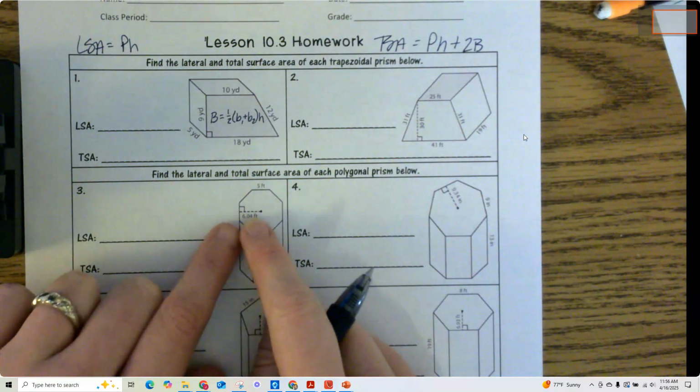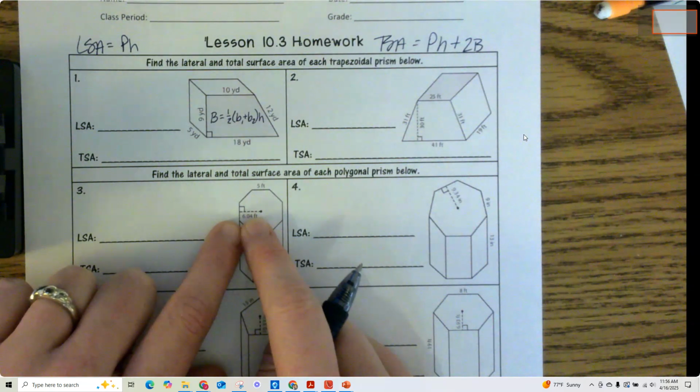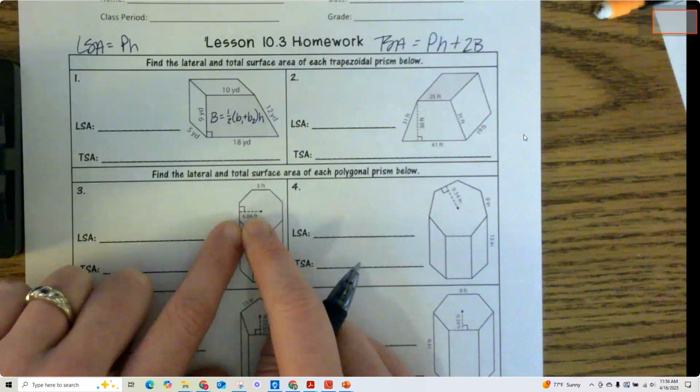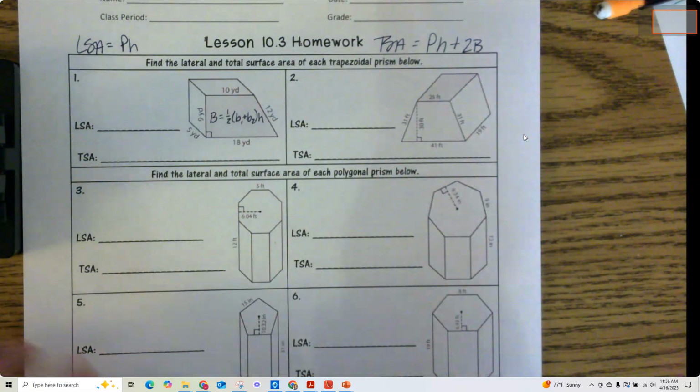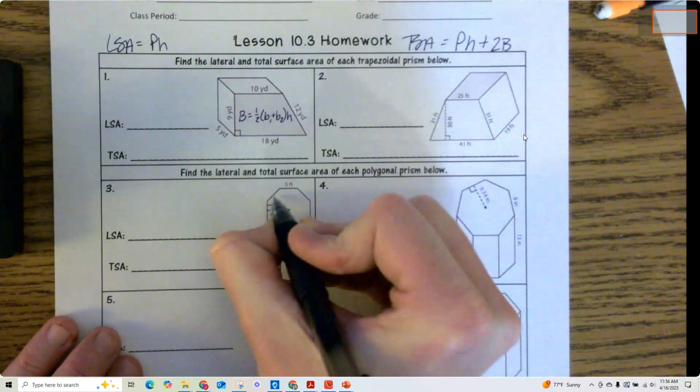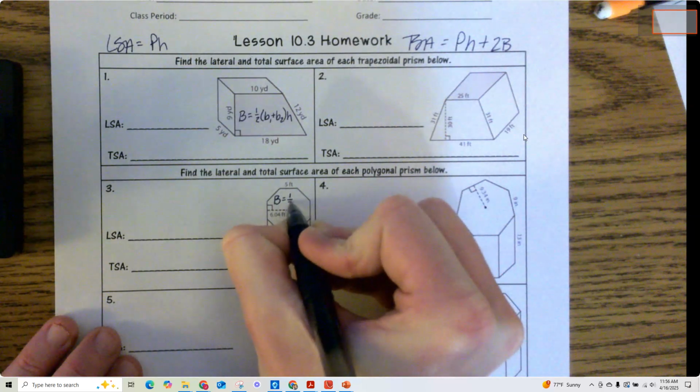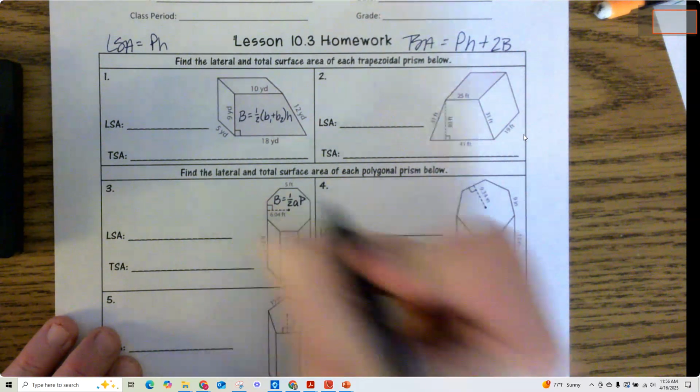If it's polygonal, so anything bigger than 4 sides, pentagon, hexagon, all those, big B is going to be 1/2 little a big P.